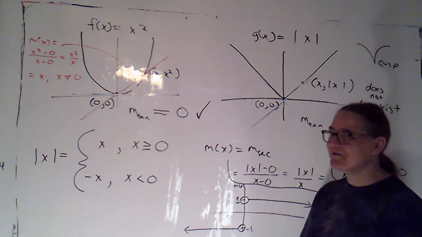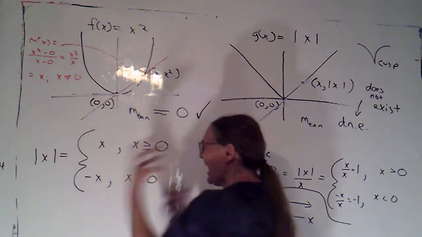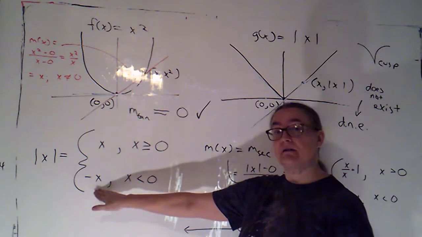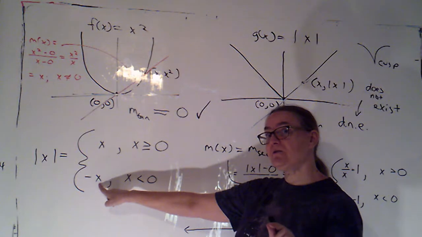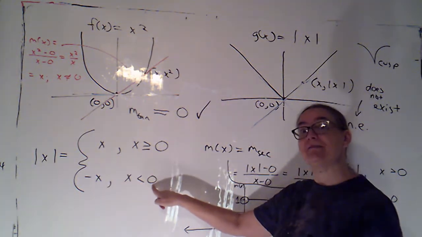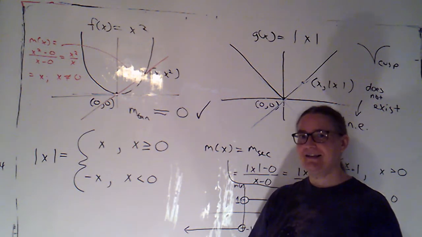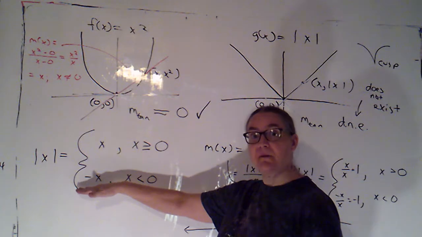Now, a lot of times students do not like that because they say, wait, absolute value can't be negative. That's not negative. That's the opposite of x. And I only use that rule if x is a negative number. The opposite of a negative number is a positive number. So this does represent something positive.